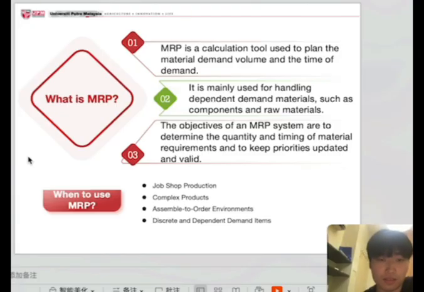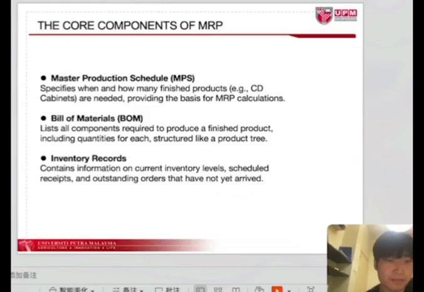And the objective of an MRP system is to determine the quantity and timing of material requirements and to keep priorities updated and valid. When to use MRP? In job shop production, complex products, and assemble to order environments, and discrete and dependent demand items.